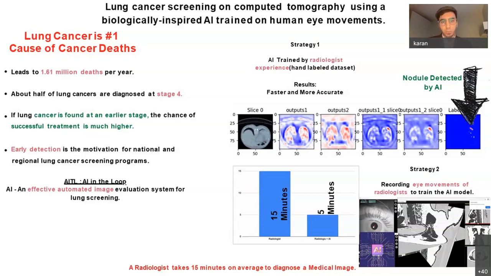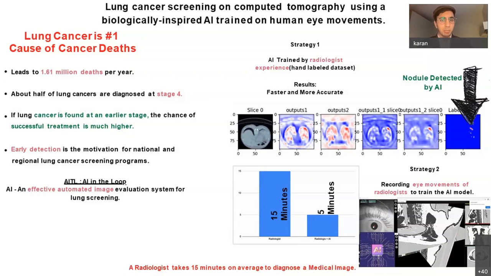And if you see on the top right, that's an output from our machine learning based model under strategy 1. That's the CT scan of a person who was diagnosed with lung cancer. And if you see the arrow, that's a small 3 mm nodule. It's a cancerous patch, and this is stage 2 cancer. It's getting detected by our AI, but the radiologist misses this information.